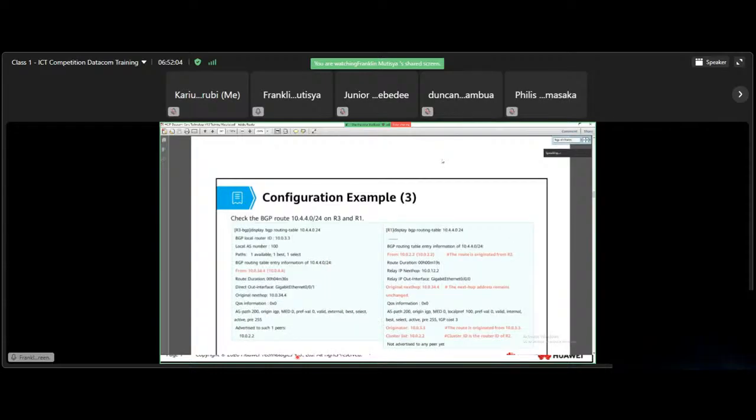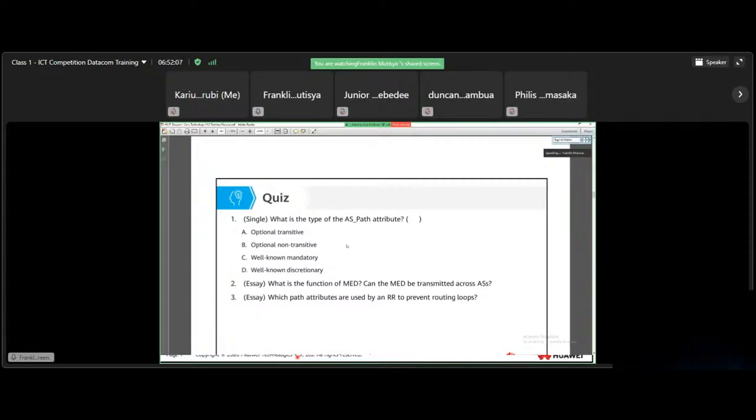I want to believe this part will not be that tough. Let's answer these three questions that we have here. The first, we are told, is a simple or single answer question. What is the type of AS path attribute? It's well-known mandatory.